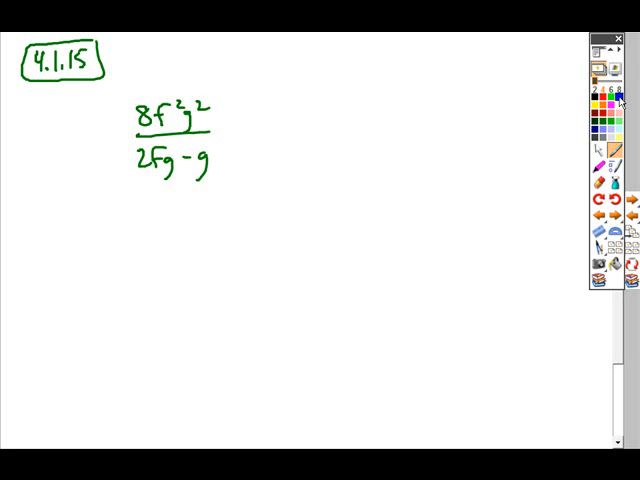Okay, so for this problem, you're looking at a simplify. So what we want to do is factor everything completely. Well, the numerator is just a single monomial expression or term. Even though it's made up of f's and g's and numbers, it's a monomial. So there's no factors for it. It's already written as factors.